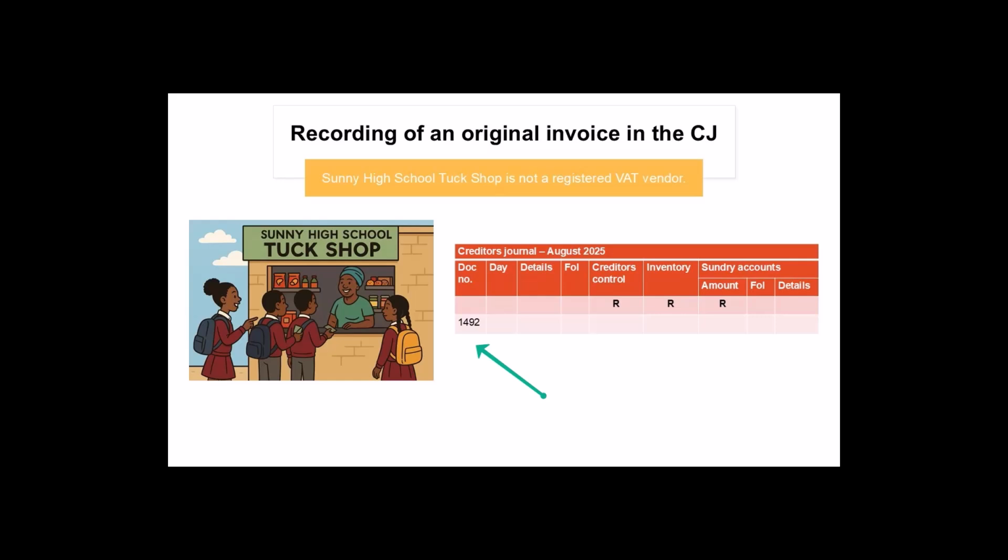That now means that when we've recorded this transaction, we will be able to trace it back to the original source document if there's any kind of dispute about this transaction.